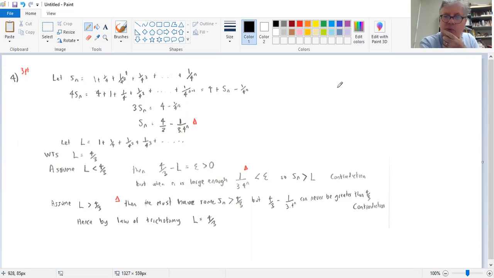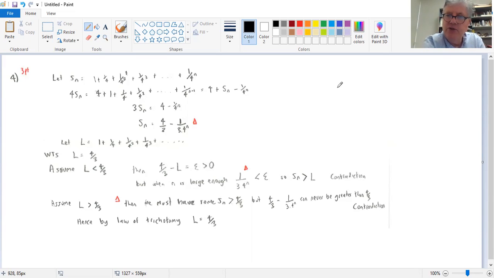So what we do is first assume, what happens if it was less than 4/3? If it was less than 4/3, then there is an actual number such that 4/3 minus that number equals some positive epsilon. But the thing is we can make the difference between Sn and 4/3 as small as we like, because we've got that factor 1 over 3 times 4 to the n. So if we choose n large enough, we can make 1 over 3 times 4 to the n smaller than epsilon. That means our finite sum is bigger than what we think the limit is. And that's a contradiction, because that sum is monotonically increasing.